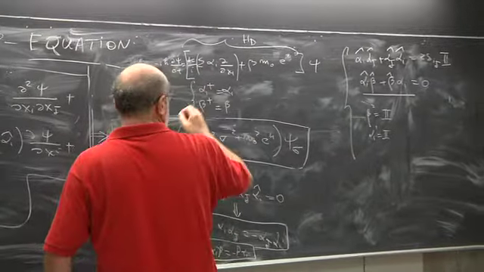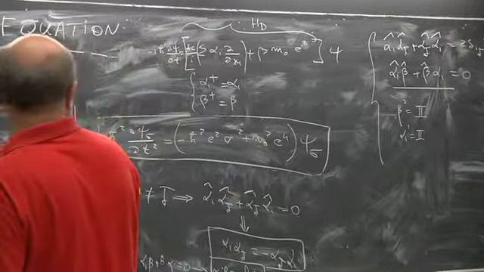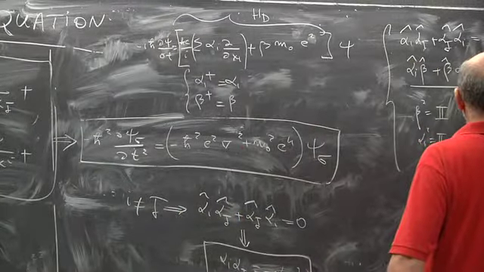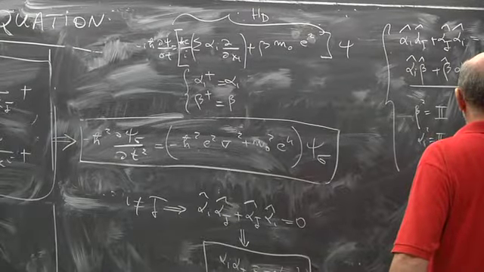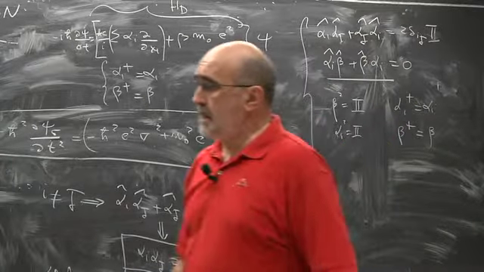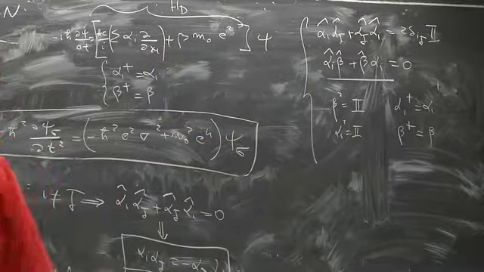So these extra conditions, we have to add them here. Alpha i dagger equals alpha i, beta dagger equals beta. These are extra conditions that guarantee the hermiticity of the H.